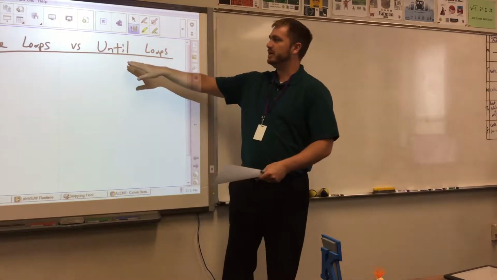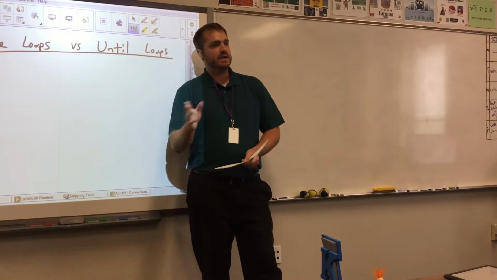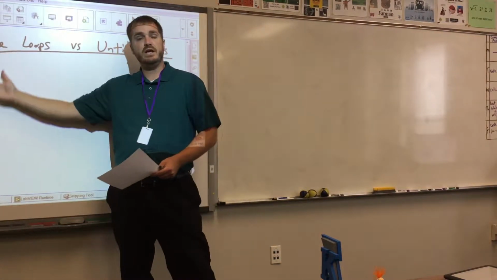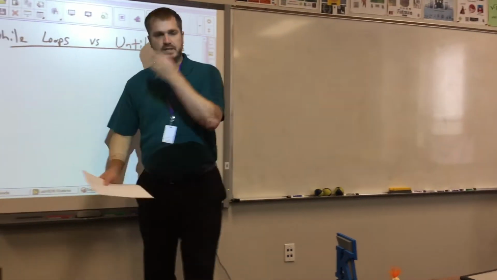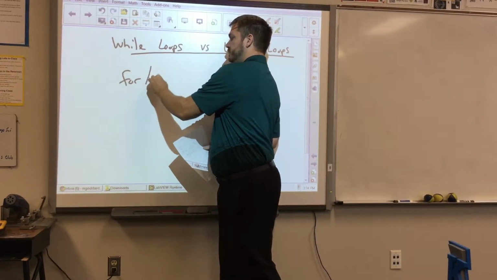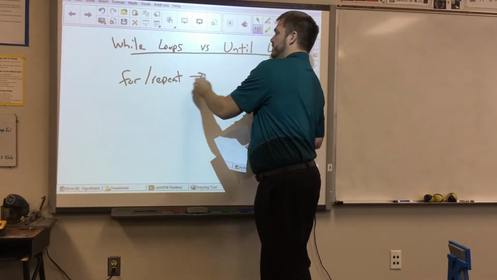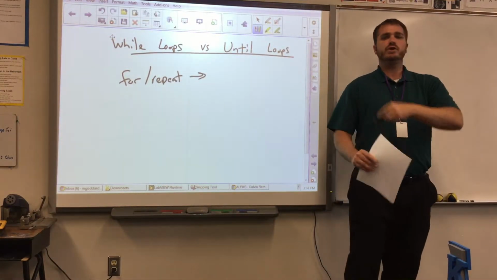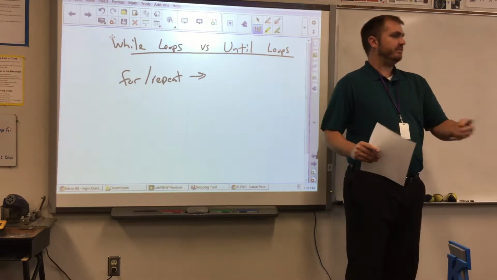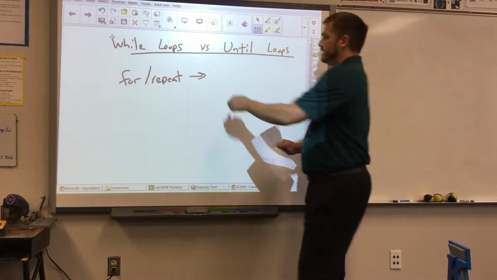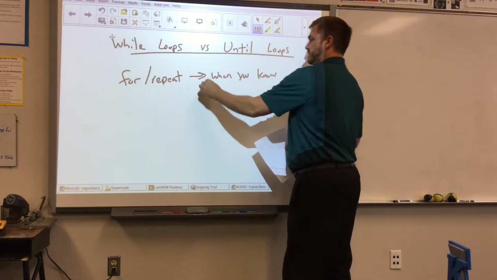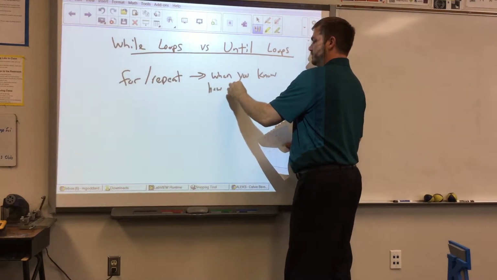Okay, so seriously though, while loops versus until loops. I know we talked about the difference between while loops and for loops, okay? Last week we talked about for loops or repeat loops. Those happen whenever you know how many times you're going to loop, right? Repeat 5 or repeat 10 or something like that. So that's when you know how many times you're going to loop.